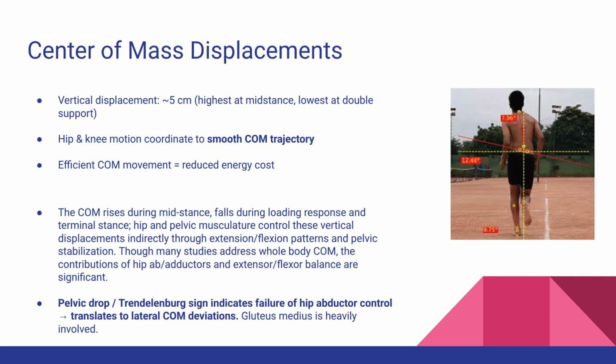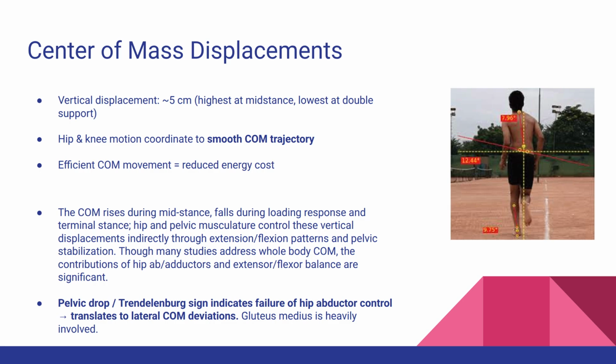Now let's connect hip mechanics to center of mass control. During normal gait, the body center of mass vertically displaces approximately 5 centimeters. The center of mass is lowest during double limb support and highest during mid stance. Efficient gait minimizes excessive vertical and lateral displacement of the center of mass. The hip plays a major role in this efficiency.